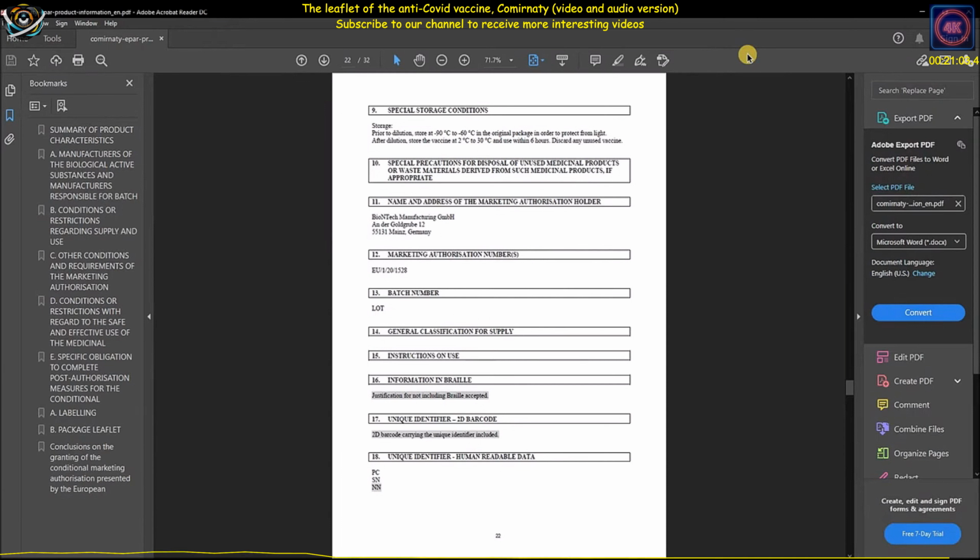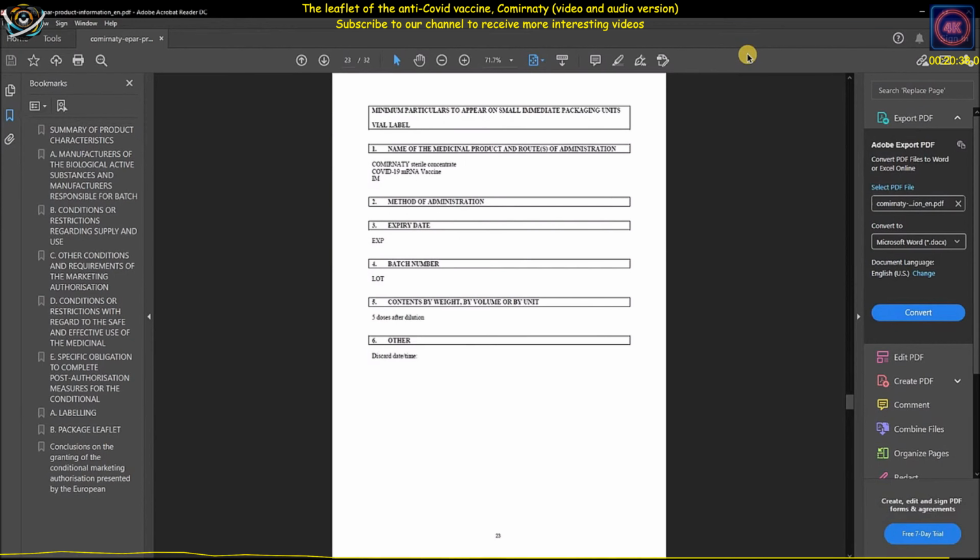15. Instructions on use. 16. Information in Braille. Justification for not including Braille accepted. 17. Unique identifier, 2D barcode. 2D barcode carrying the unique identifier included. 18. Unique identifier, human readable data. PC, SN, NN. Minimum particulars to appear on small immediate packaging units.